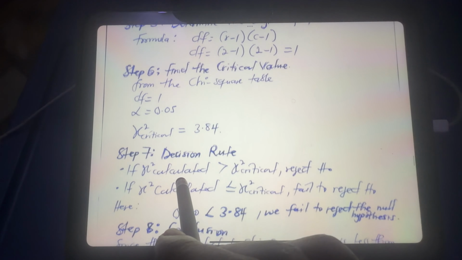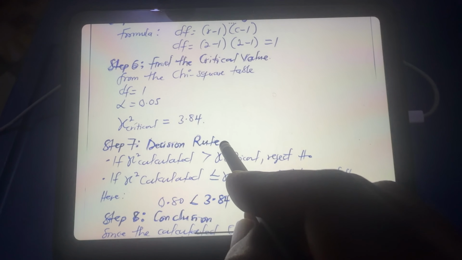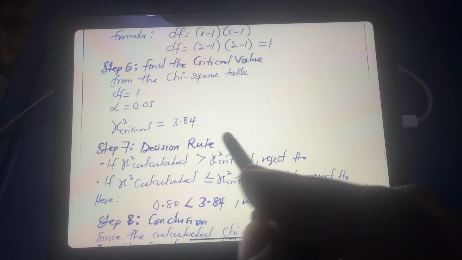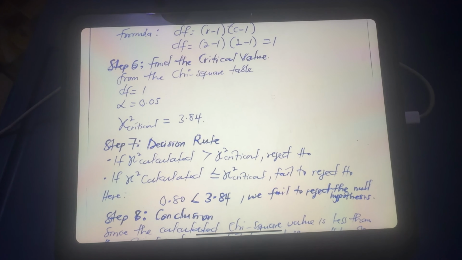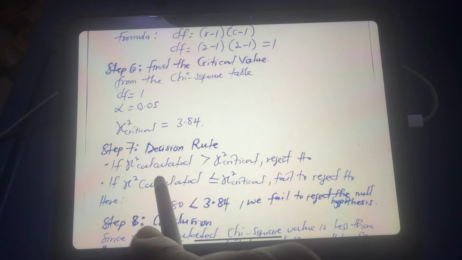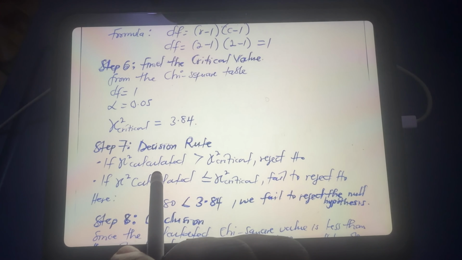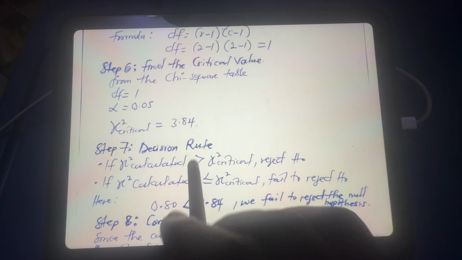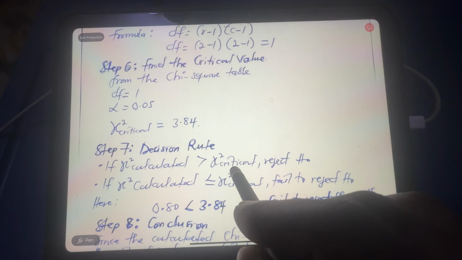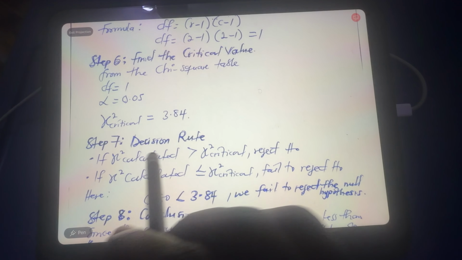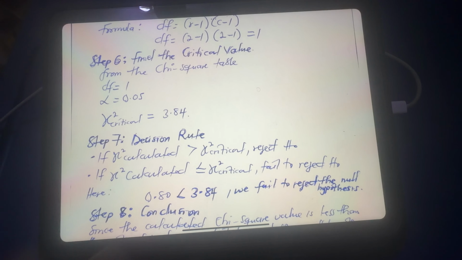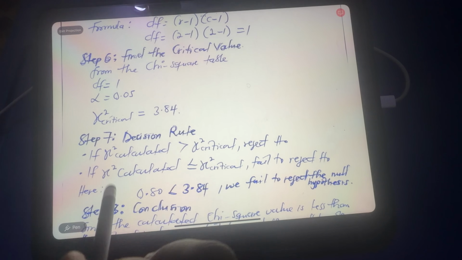Then step 7, you state your decision rule. We have 2 decision rules in hypothesis testing, especially the chi-square test. You have to state the decision rule, the same as has been written here. You just have to memorize it. If you do the calculation without stating the decision rule, it's wrong. You have to state the 2 decision rules.